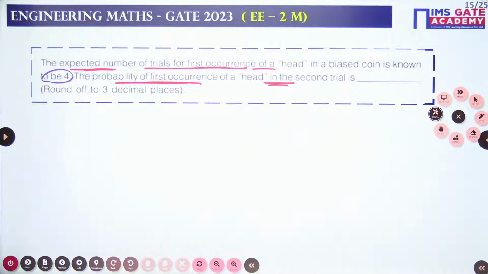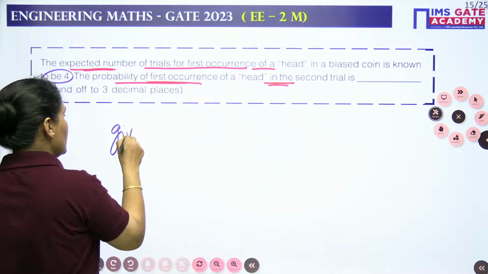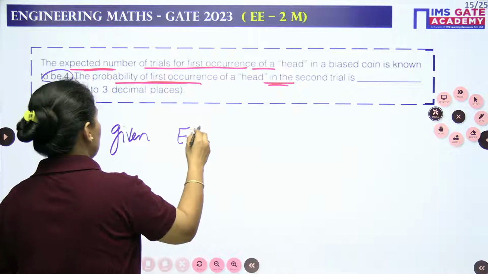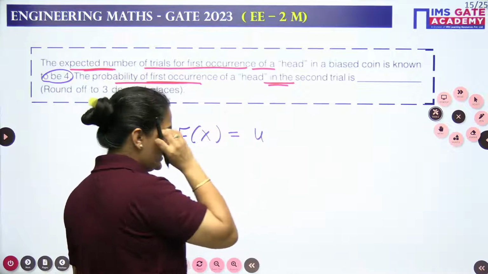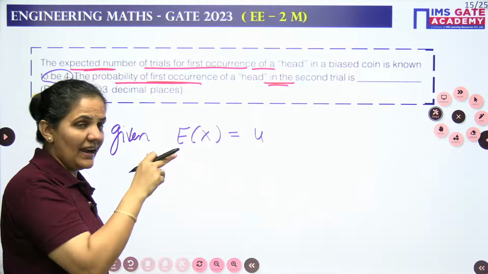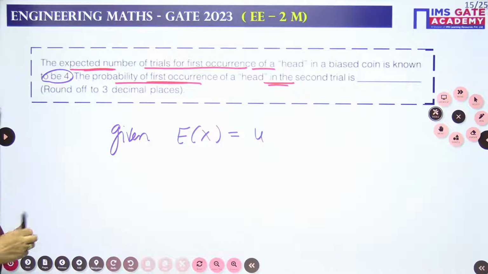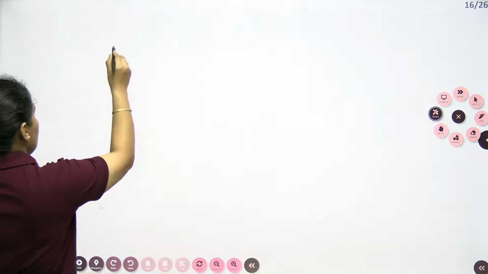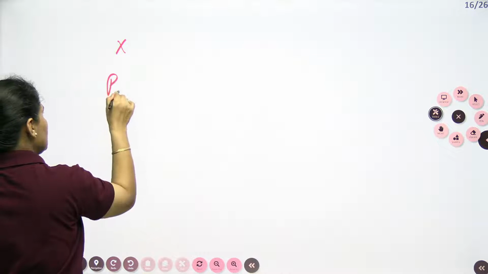Alright, so we can solve this very easily. Now first of all, what is given to you here? It is given to you the expected number. Now expected number means the expected value. So the expected value when you get a head in the biased coin is 4. Okay, now when I come to this one, I can use here the simple x and the probability.